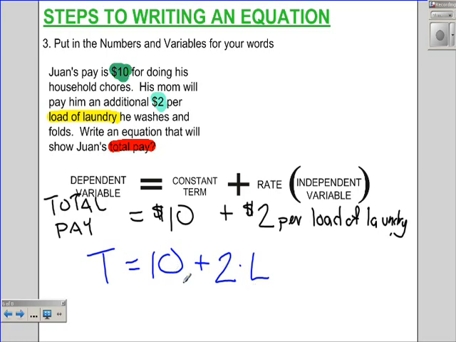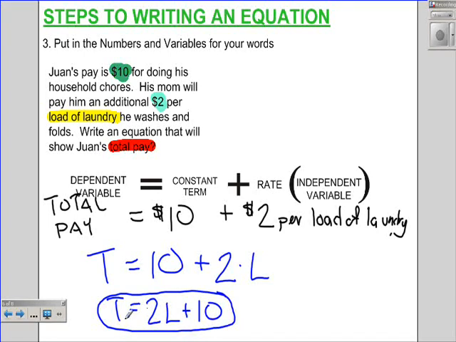Well, I can leave it like this and just have 2L plus 10. Or, I always like to have my variables towards the front, so I could say 2L plus 10, or 10 plus 2L, however I want to write it. So there's my equation. I wrote the total pay T is equal to 2L plus 10.